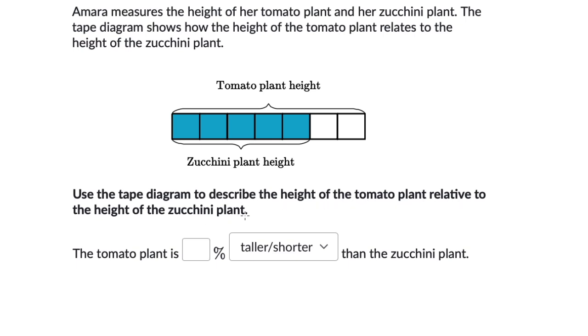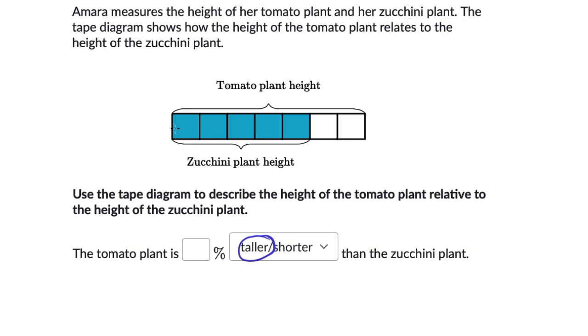Well, the tomato plant's clearly larger than the zucchini plant. And let's see, they want us to figure out a percentage. The tomato plant is blank percent taller or shorter than the zucchini plant. So we already know it's taller. You can even see that visually. The tomato plant is the whole thing, while the zucchini plant is just the shaded part. So if I was using this drop down, I would pick taller. But what percent taller is it?